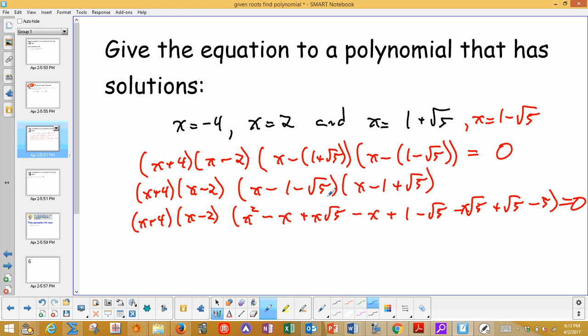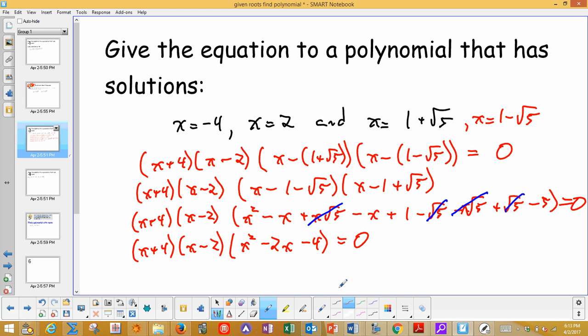Now notice, by this pattern here, we have some things that can cancel. I have a plus x root 5 and a minus x root 5. I have a plus root 5 and a minus root 5. And notice what's left is all rational. So I have x plus 4 times x minus 2 times x squared, minus x and minus x is minus 2x, and then plus 1 minus 5 is minus 4, equals 0. And that's my best answer.